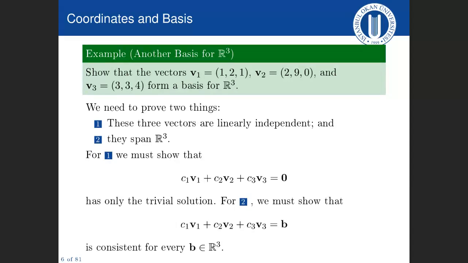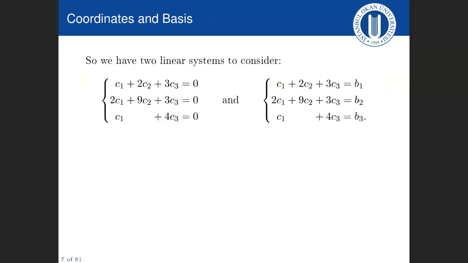And for the second one, to show that they span R3, we need to show that c1v1 plus c2v2 plus c3v3 equal to b is consistent for every b. For any vector b, we need to be able to find c1, c2, and c3. And this is almost the same equation, except the first one has equal to 0 and the second one has equal to b. We've got two linear systems to consider. We need to show that the first one has only the trivial solution. We need to show that the second one is consistent for any b.